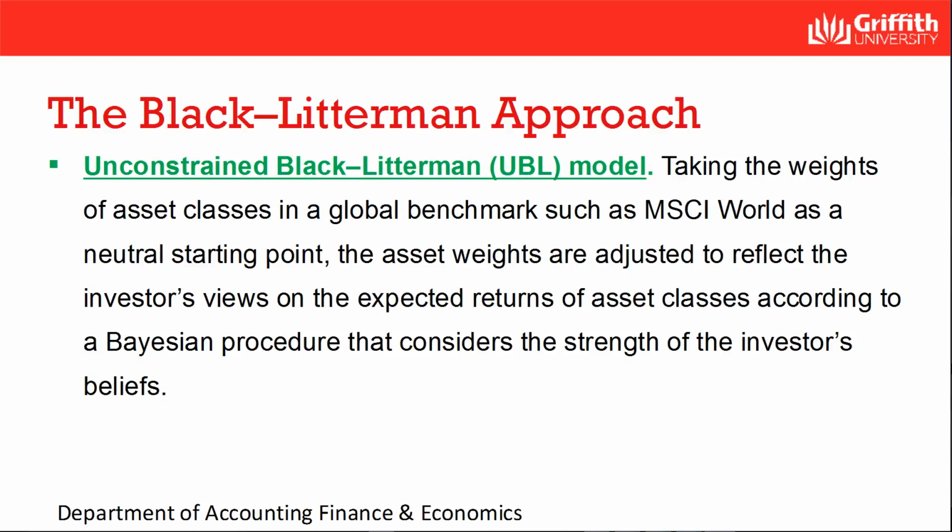Another alternative is the Black-Litterman approach. The unconstrained Black-Litterman model, otherwise known as UBL, takes the weights of asset classes in a global benchmark such as the MSCI World as a neutral starting point. The asset weights are adjusted to reflect the investor's views on expected returns of asset classes according to a Bayesian procedure that considers the strength of the investor's beliefs.